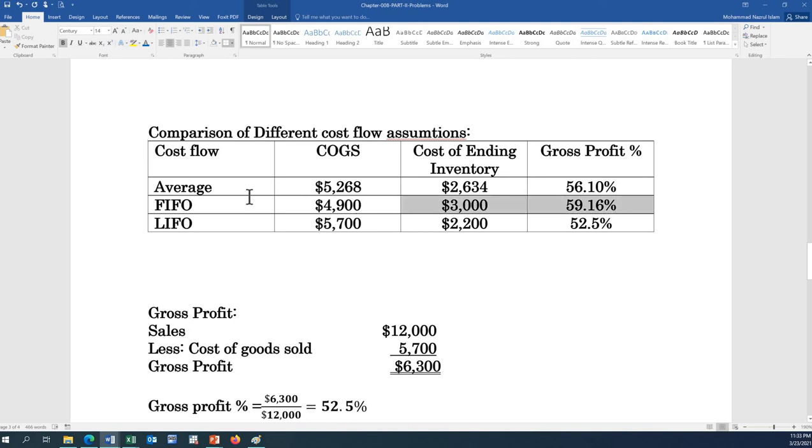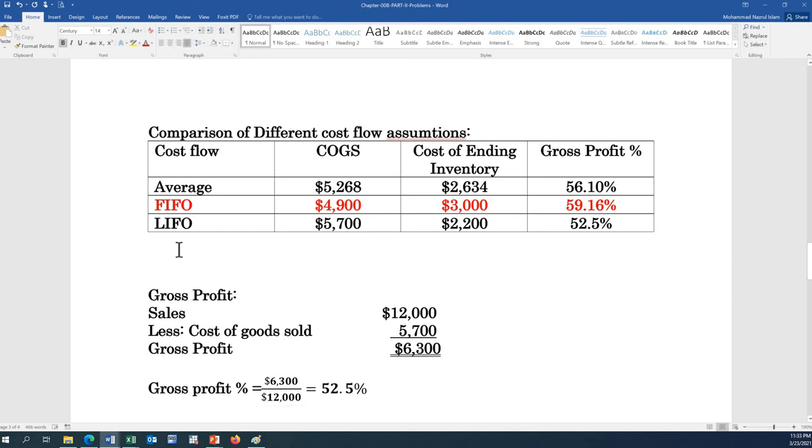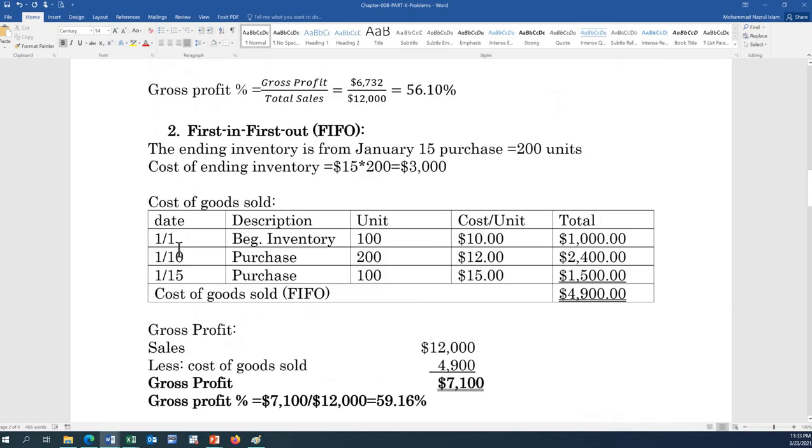So what we can see from this table is that if you want to show more profit, you will be interested in using the first in first out method. And if you want to show less profit, then you will be using the last in first out method. So I hope you have understood.